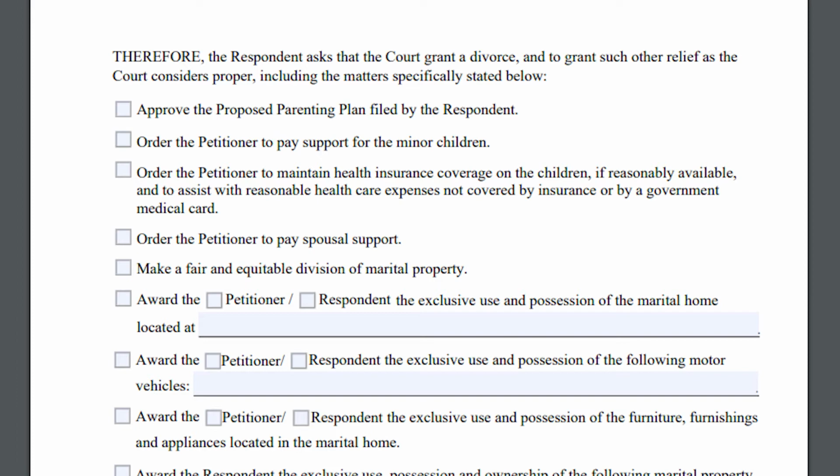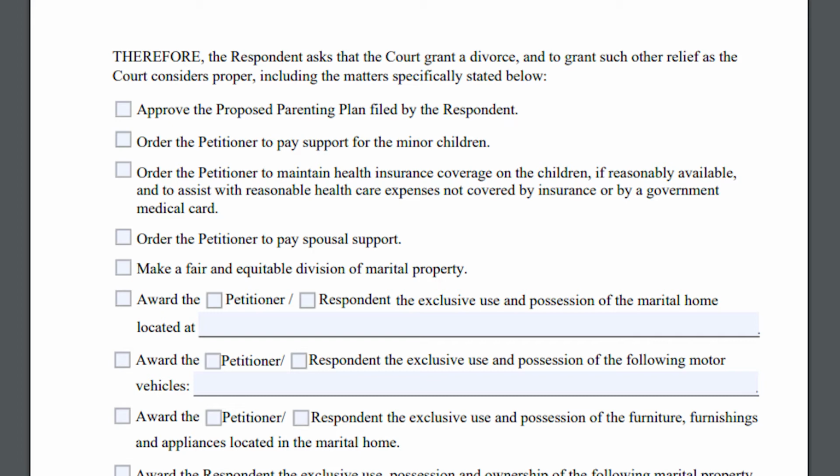The first box is about a parenting plan. If there are children in your case, then you will want to check this box. The next box is about child support. If there are children in your case, it's a good idea to check this box as well. The next box is about children's health insurance. If there are kids in your case, you should check this box. The next box is about spousal support. If you think there's a chance that you will want alimony in your case, then you should check this box.